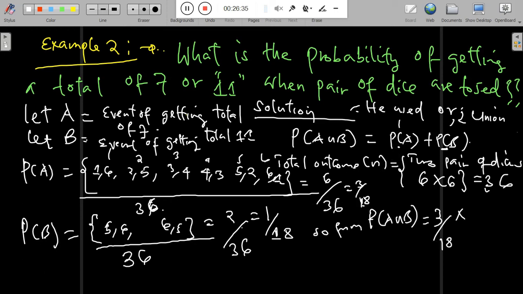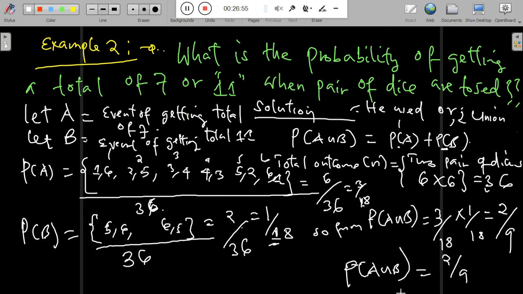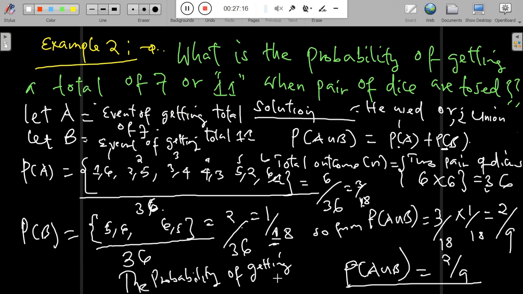So when we find the probability of A union B, it will be equal to the probability of A plus the probability of B, that is 2 over 18, which gives 1 over 9 times 2. That will give you the probability of A union B equal to 2 over 9. So that is how we solve the question. We can conclude that the probability of getting a total of 7 or 11 is equal to 2 over 9. Normal probability does not exceed 1.